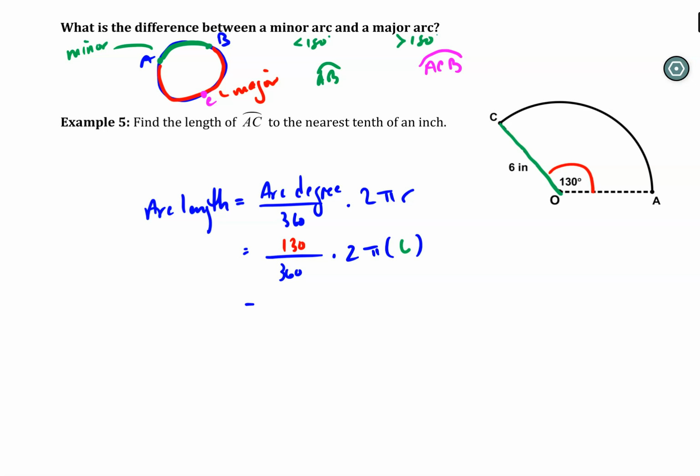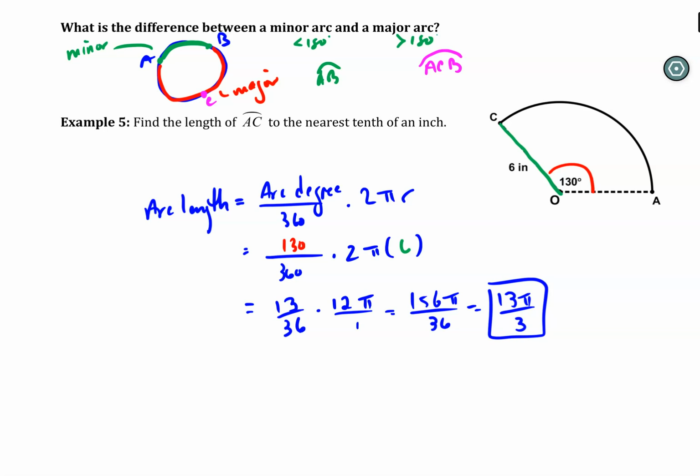So let's simplify this whole thing up. 130 over 360, I can simplify that to just 13 over 36. We're going to multiply that by 2 pi 6, which is 12 pi. And if we put this over 1 and multiply, I get, what's that? That's 156 pi over 36. And I can simplify that by dividing each of them by 12. Which gets me 13 pi over 3. And again, in terms of pi, would be your answer like so.